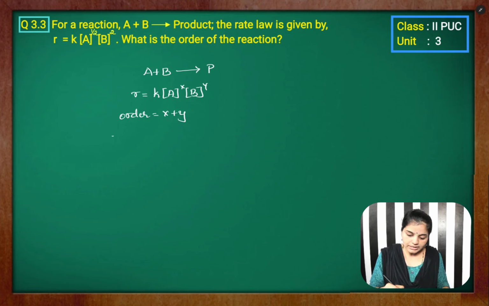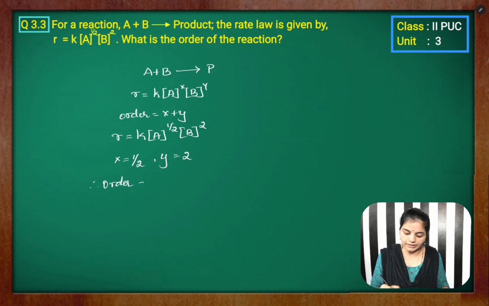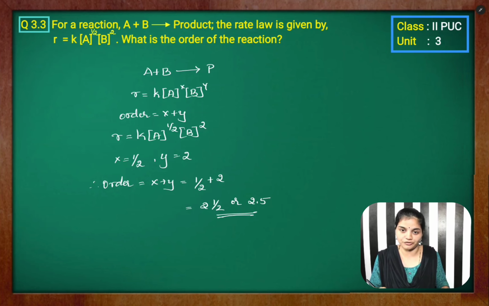So now they have given us the rate law is R is equal to K concentration of A raised to half concentration of B raised to 2. So here X is half, that's 1 by 2 and Y is equal to 2. So therefore we have order of the reaction that's equal to X plus Y, which is equal to half plus 2. So it's 2.5. So order of the reaction is 2.5.